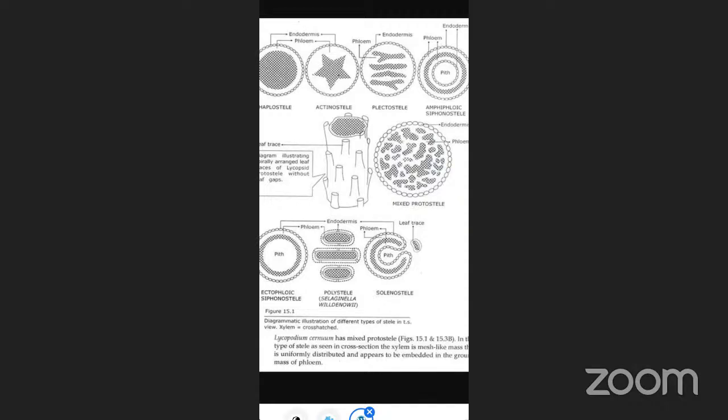In certain cases both centripetal and centrifugal xylem are formed, such that the metaxylem occurs around the protoxylem. This one is called the mesarch condition.